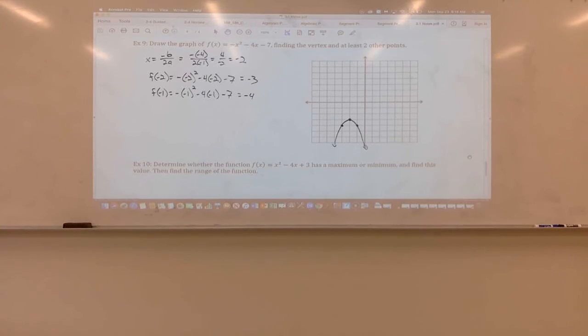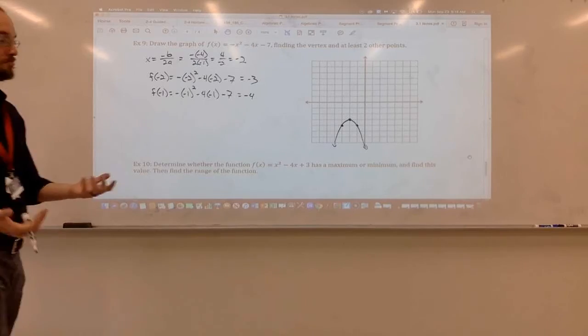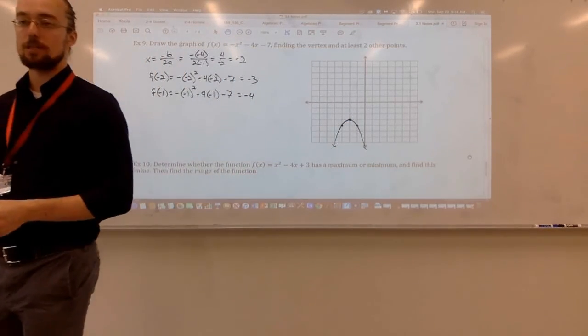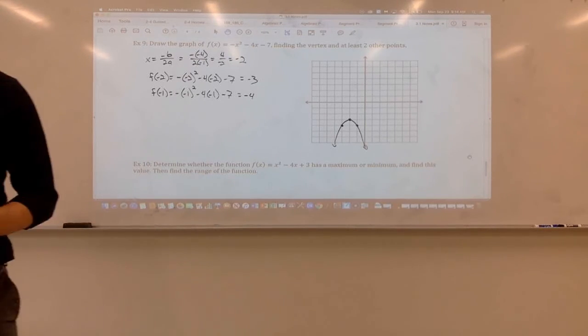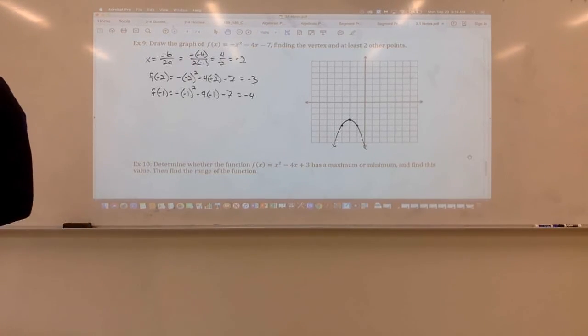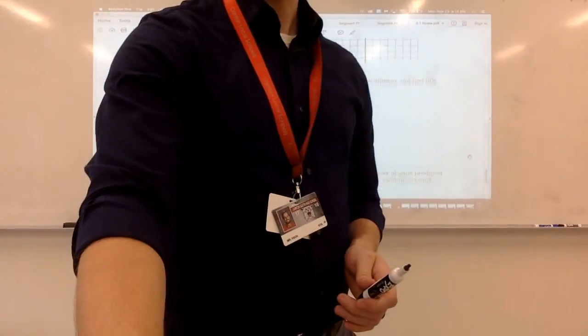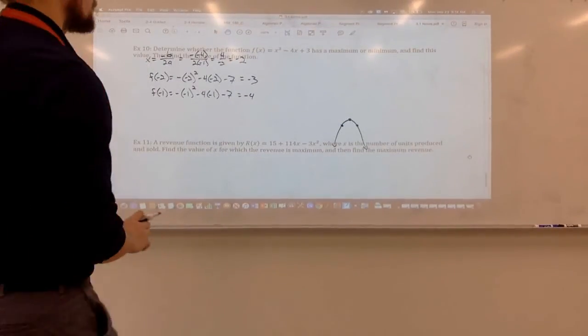We get something like this. Vertex at -2, -3. Facing down. We can choose some points like that. Any questions? Alright, one more. Okay, let's take a look at example 10 here.